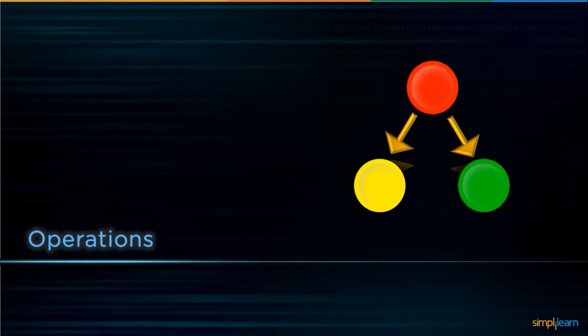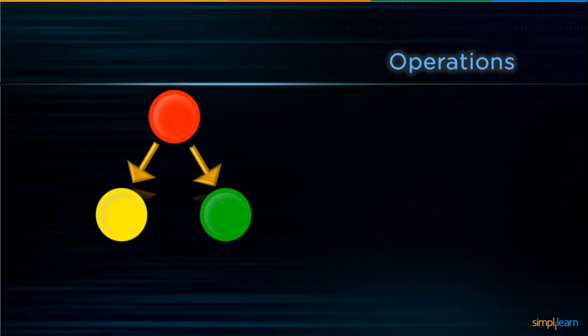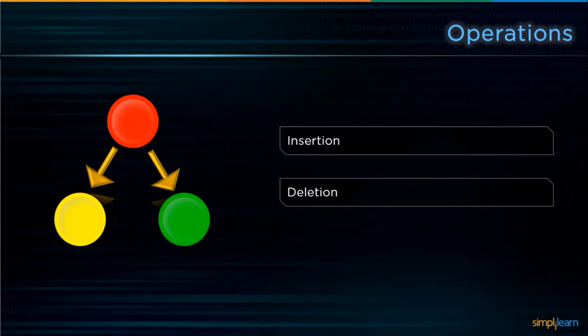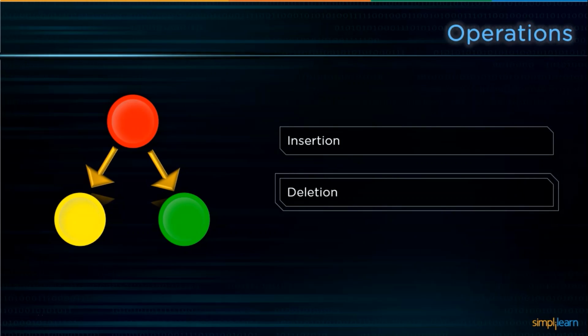Next, let's discuss what are the operations we can perform on a binary search tree. First up, insertion. Last, deletion. Let's discuss them in detail.